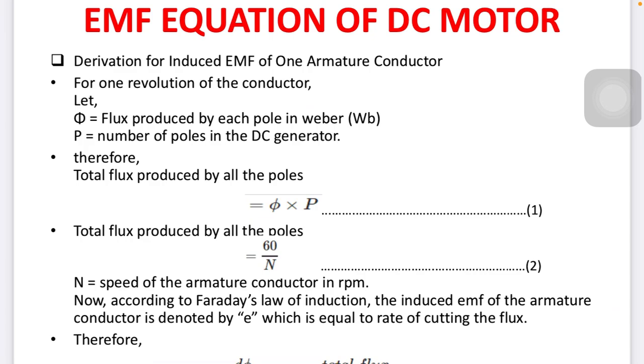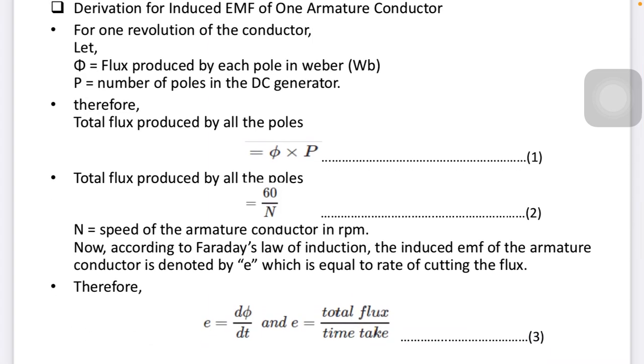So what is the total flux? Total flux is the number of lines of flux indicated by phi, and the machine has poles, right? If it is a 2-pole machine the flux is different, if it is a 4-pole machine the flux is different. So phi into P is the total flux produced by all the poles. Then we consider one rotation takes 60 seconds divided by N, where N is the speed of the armature conductors in RPM.